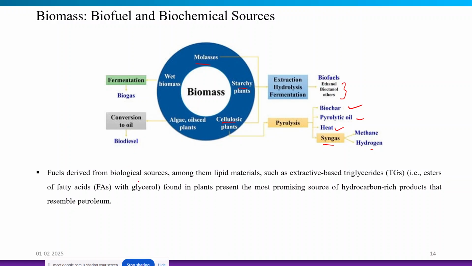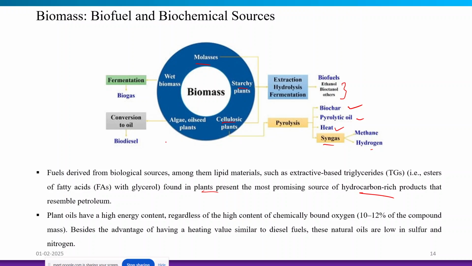When fuels are derived from biological sources, among them lipid materials such as extractive-based triglycerides, that is esters of fatty acids with glycerol, found in plants, are among the most promising sources of hydrocarbon-rich products that closely resemble petroleum. Those with high lipid content can be fermented or transesterified to produce biodiesel. Oils have very high energy content, despite the high quantity of chemically bound oxygen. Besides having a heating value similar to diesel fuels, these natural oils are very low in sulfur and nitrogen.